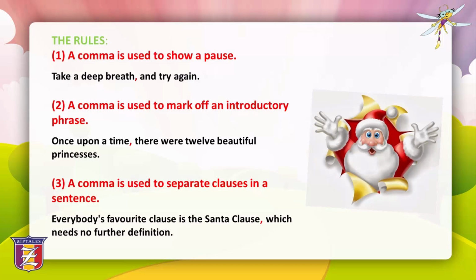The rules. 1. A comma is used to show a pause. For example, take a deep breath and try again. 2. A comma is used to mark off an introductory phrase. For example, once upon a time, there were 12 beautiful princesses. 3. A comma is used to separate clauses in a sentence. For example, everybody's favourite clause is the Santa Claus, which needs no further definition.